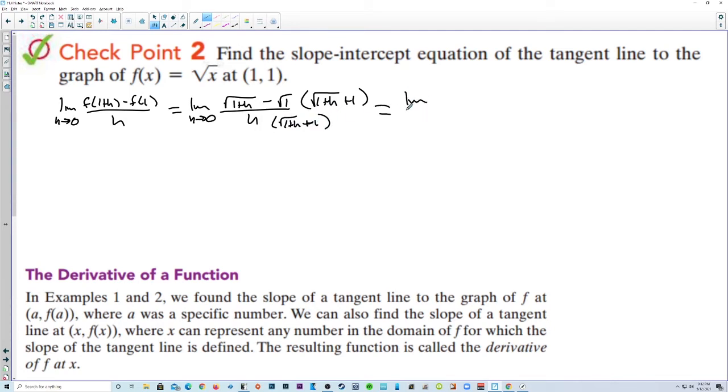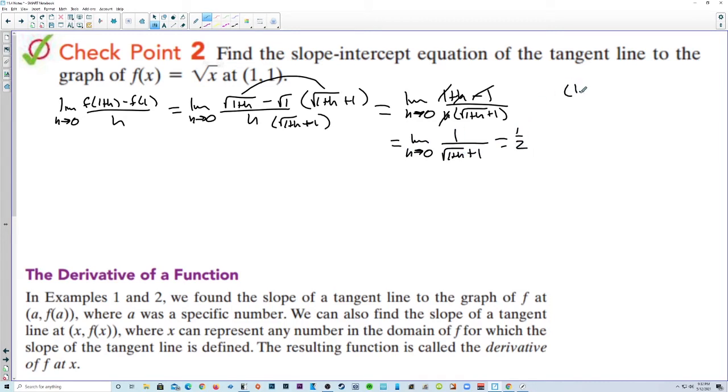This is equal to the limit as h approaches 0 of 1 plus h minus 1, because you have negative 1 times 1, over h times square root of 1 plus h plus 1. The 1's are going to cancel. Then the h's cancel, and we get 1 over square root of 1 plus h plus 1. When we plug 0 in for this, we get 1/2. So now we have the point (1, 1) with a slope of 1/2.